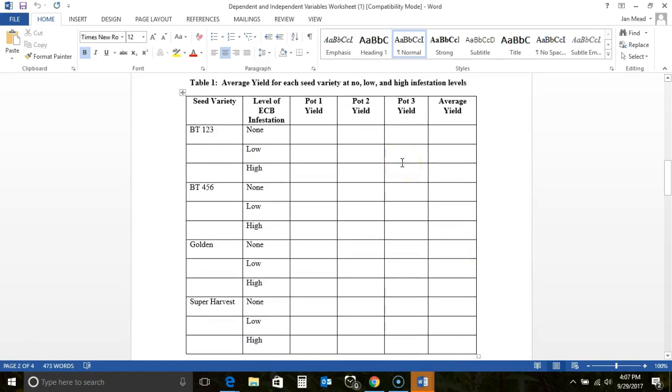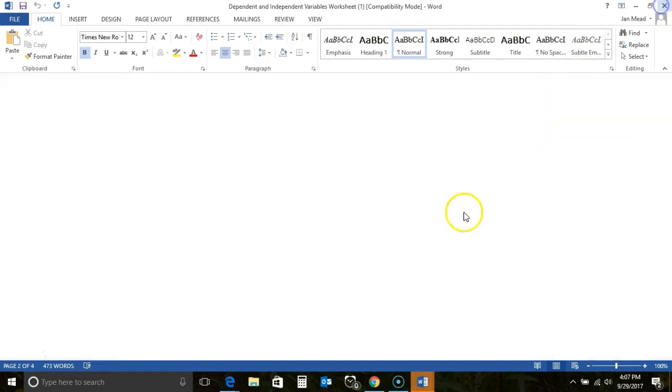There are 4 different varieties of seed. You do a control group for each group. You have low infestation and high infestation for each group. Average yield. It's a really wonderful program.